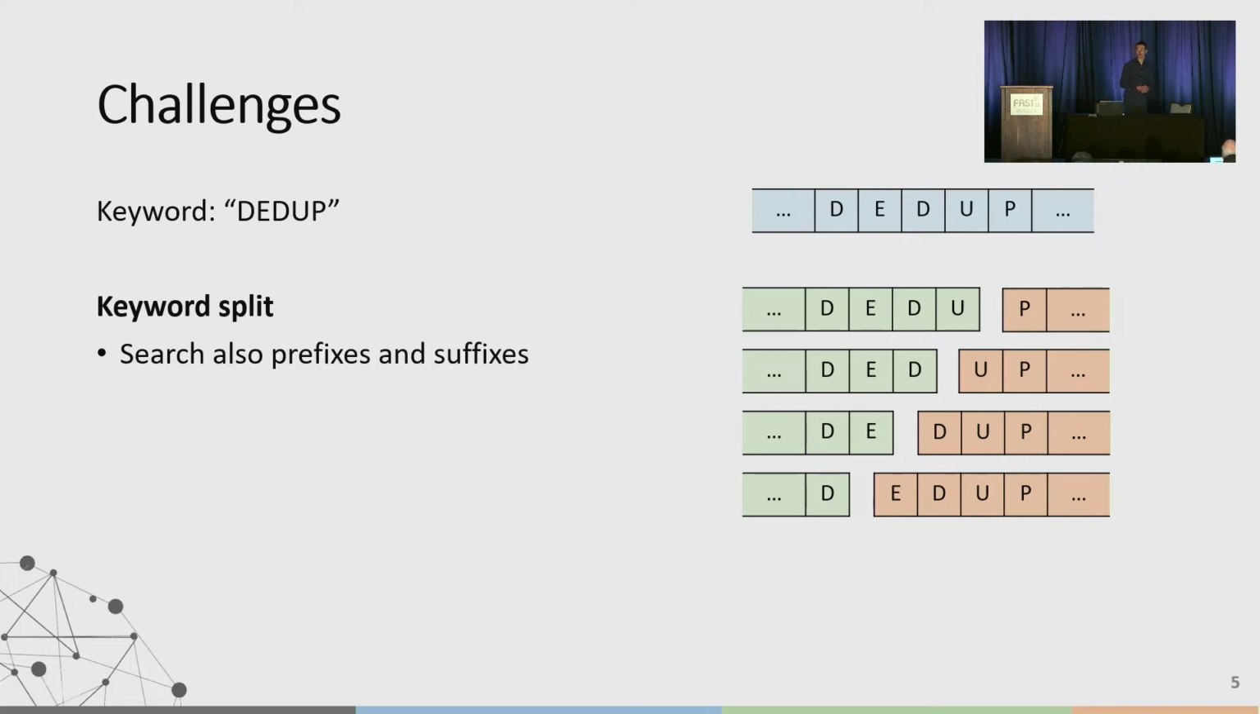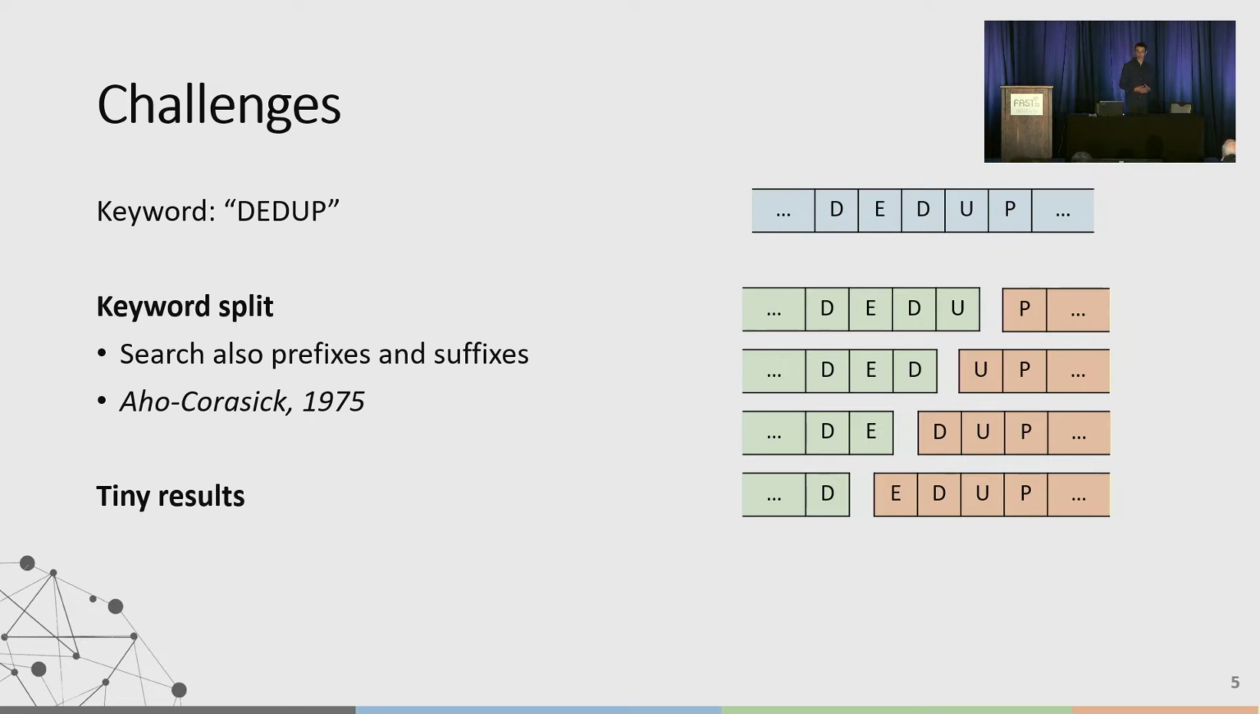Thus, we have to search also for prefixes and suffixes in our physical phase and keep them in the intermediate results. We have to remember that we saw a DED at the end of a chunk, a prefix that might be later completed into a full match. For that, we're using the Aho-Corasick search algorithm with a bit of modifications.